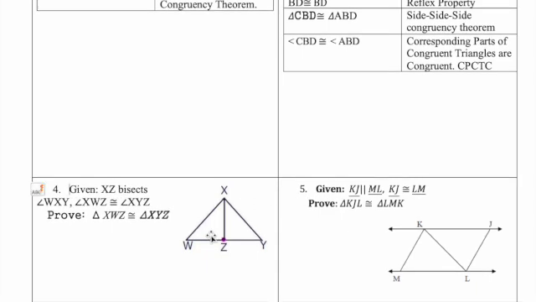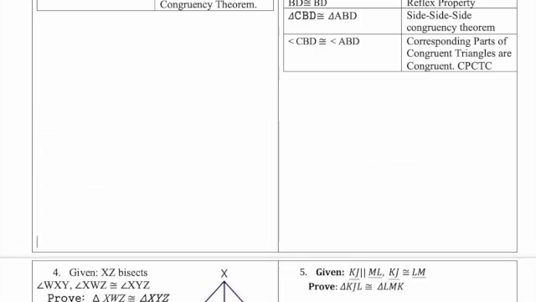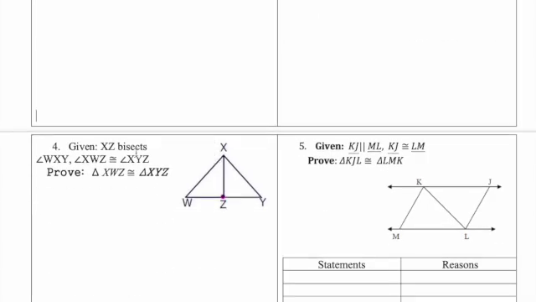Okay, so given, and let me just move this down so it's easier to make sure it stays. Okay, given XZ bisects angle WXY. Okay, so this is always getting you guys, when you see bisects, you have to make sure is it saying an angle or a line. Okay, you can't just make it up.